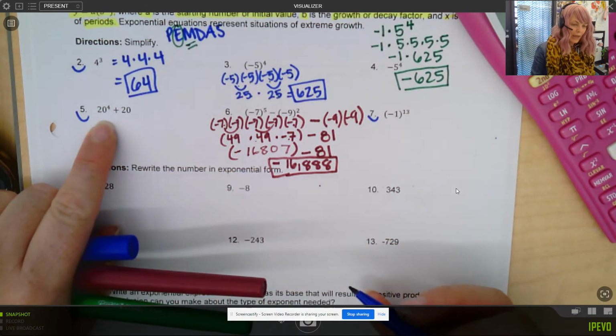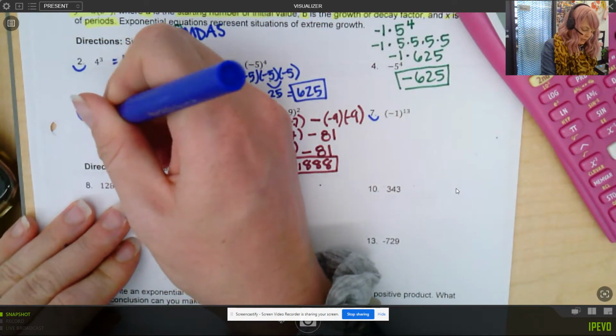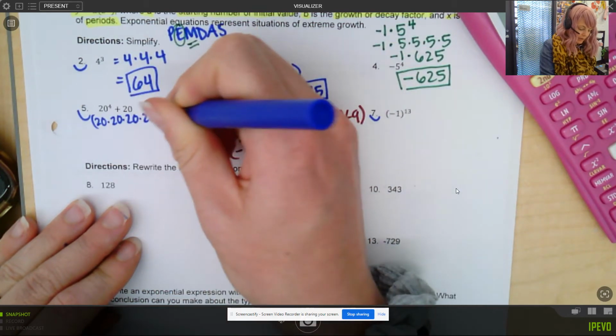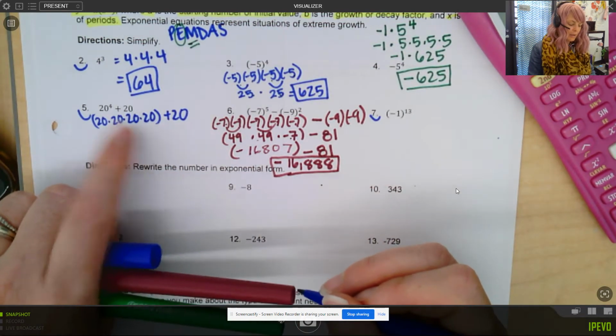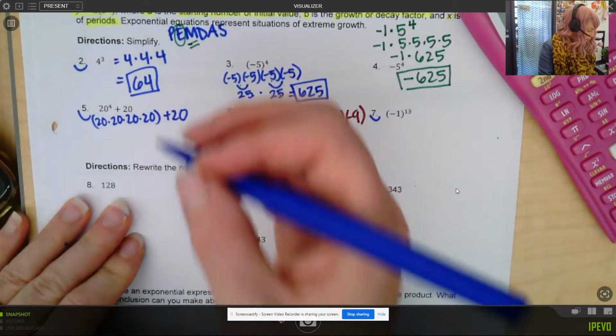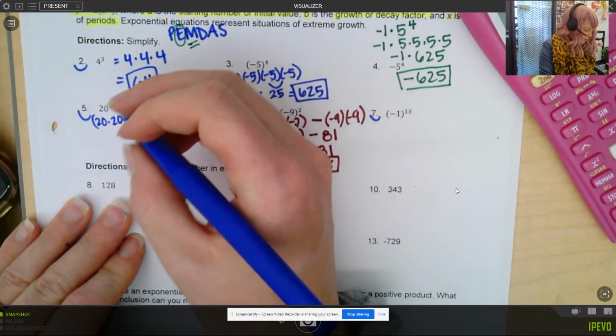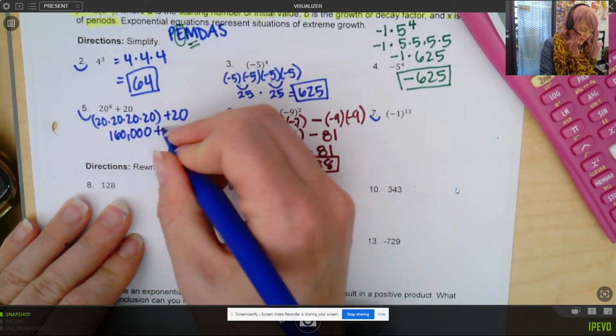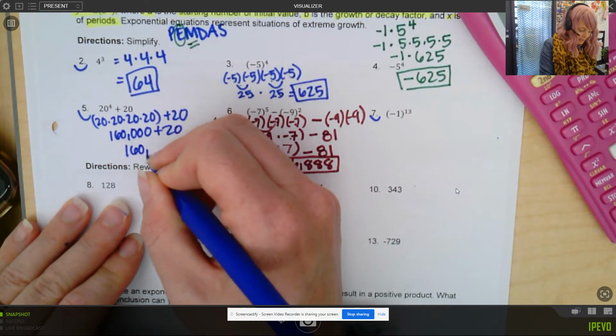Nice. 20 to the fourth power, well, that's going to be 20 times 20 times 20 times 20. Got to do the exponents first, plus 20 at the end. Multiply before we add. 20 times 20 times 20 times 20 is 160,000. Plus that 20 gets you 160,020.